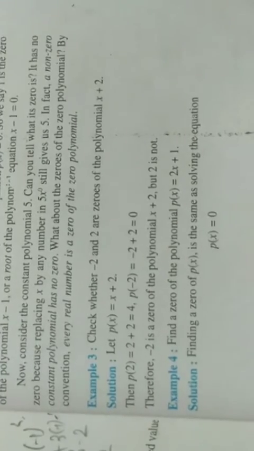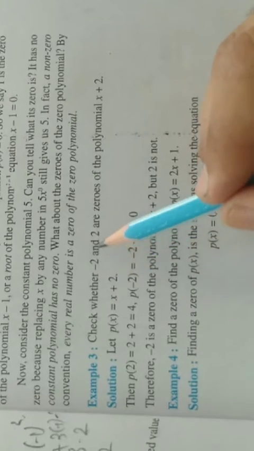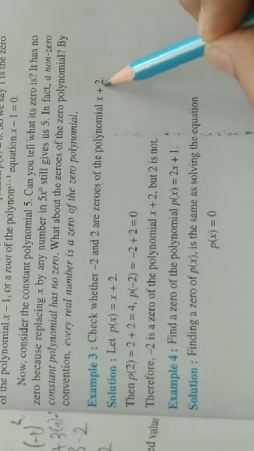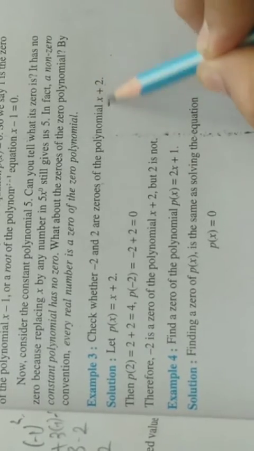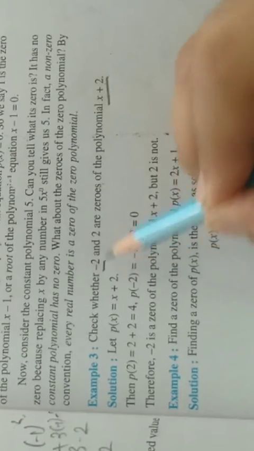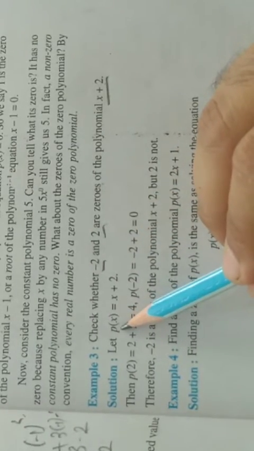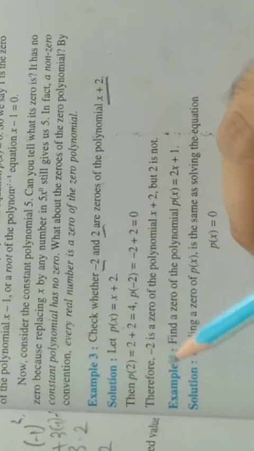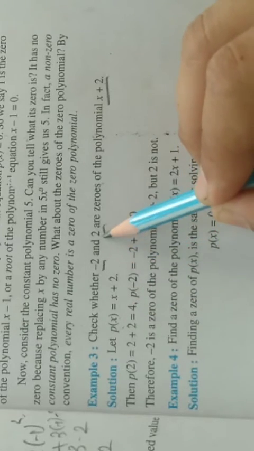Now let us see example number 3. Check whether minus 2 and 2 are zeros of the polynomial x plus 2. Okay, so our polynomial is x plus 2 and we have to check for minus 2 and 2 for both. So let me take p of x is equal to x plus 2. So now in place of x, we have to put minus 2 and 2 one by one.